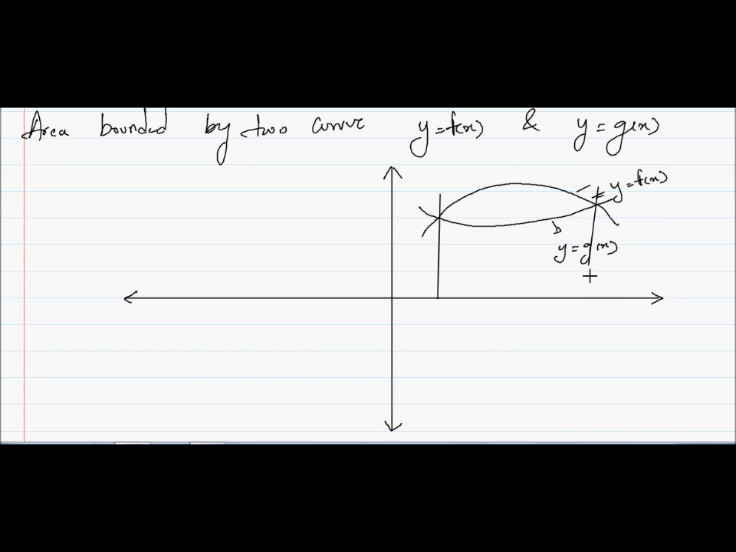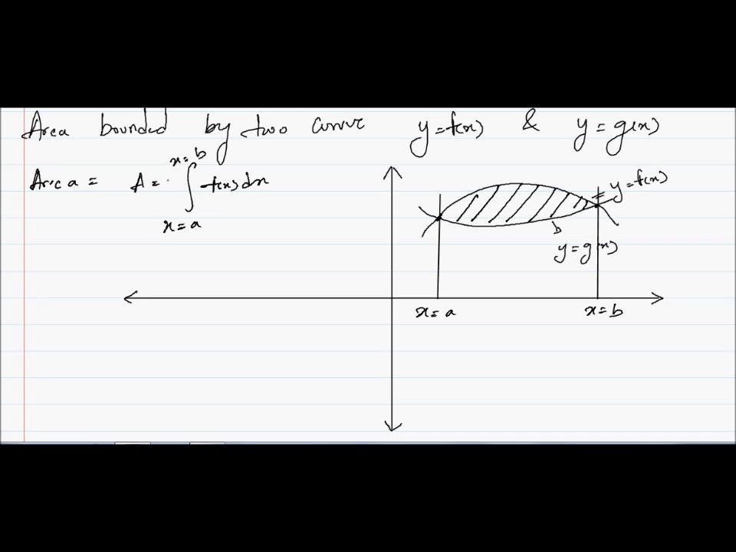So let us assume, after solving properly mathematically, you need to solve both of them. Let us assume the values come out as x is equal to a and x is equal to b. So the area between these curves is very simple to find. You just need to subtract the area from x is equal to a to x is equal to b for f of x, since it is on the above side, with x is equal to a to x is equal to b for g of x.